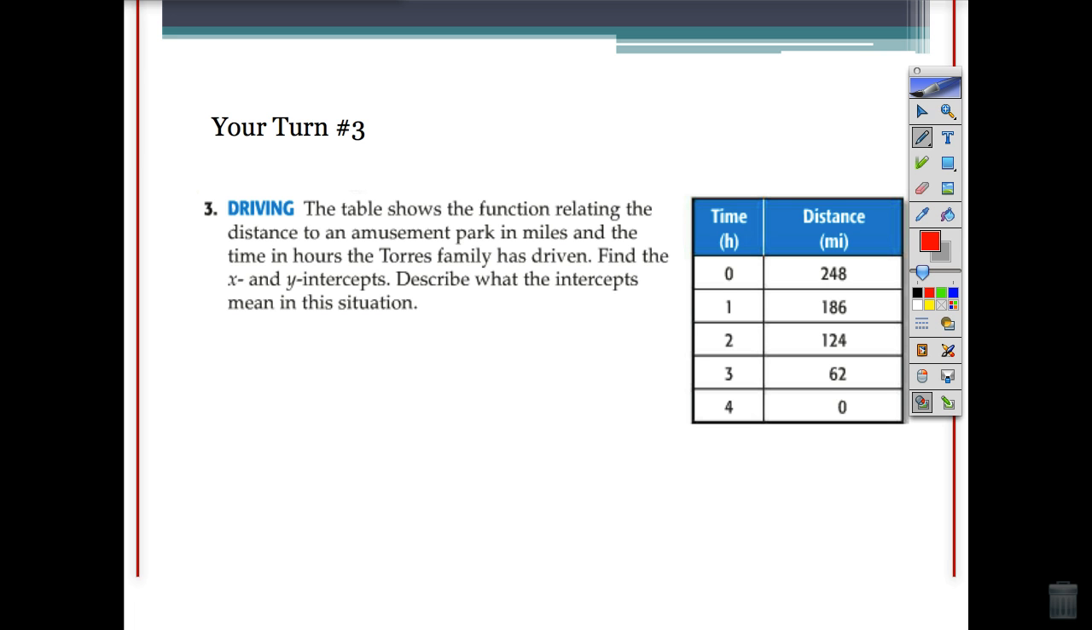All right, so here's your turn, number 3. Go ahead and do number 3. You need to find the x and y intercepts. Give me the x-intercept, give me the y-intercept, and describe what this means.